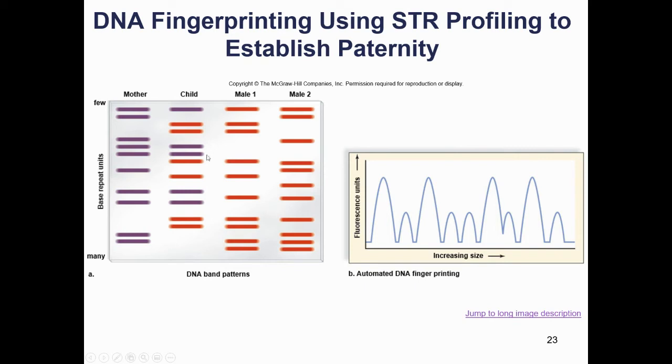So here's an example of using it to establish paternity. It's what we see on Maury Povich. This is mom's pattern of DNA migration through the gel. Half of her genes went to her child and the other half came from dad. So all of the possible fathers would also have their DNA cut into these short repeating units and amplified through PCR and then run through the gel. The shorter pieces would extend further through the gel.